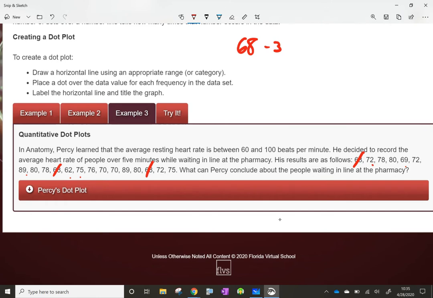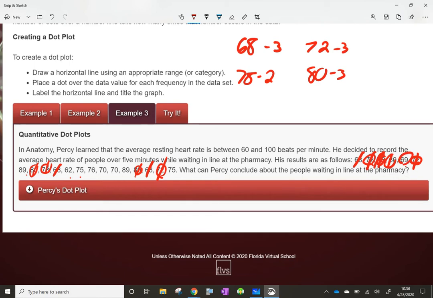We've got 72. So we have 1 72, 2 72s, 3 72s. We'll cross those all off as well. So 72, we have 3 people. Let's do 78. So we got 1, 2. Looks like just 2 for 78. Cross them off again. So for 78, we had 2 people. 80. Let's see how many people had 80. We had 1, 2, 3. So 3 people with 80. So 80 again is 3.